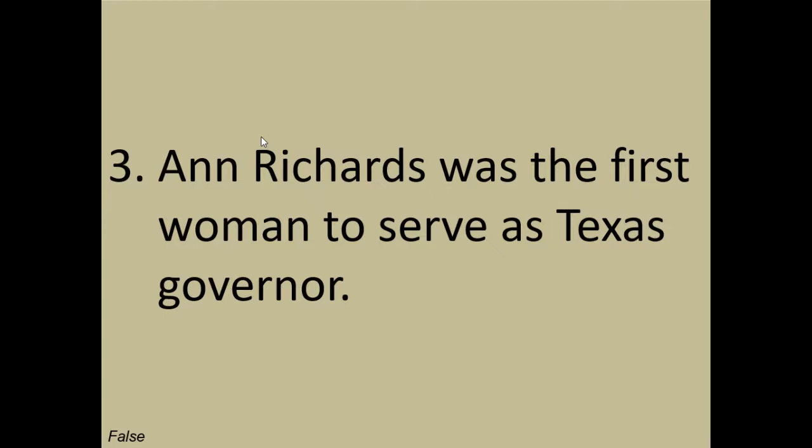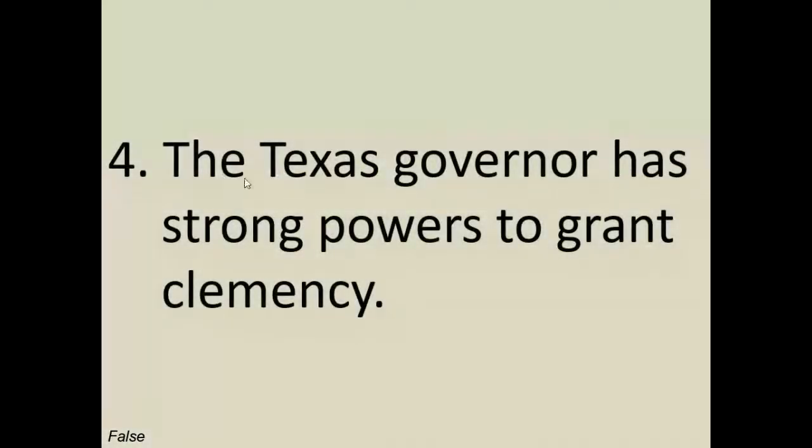I don't remember how much of the story the authors of your textbook tell you. I didn't get into this in class, but she was the wife of James Ferguson, who got into some trouble and was impeached and removed from office. And she became governor. Most Texas historians will tell you that she was just the front woman, that he was still back there pulling the strings. So Ann Richards is really the first true governor of Texas, really acting as governor, but not technically.